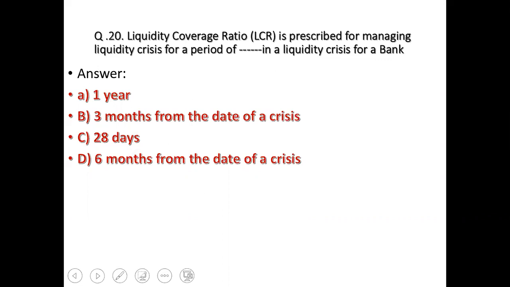Normally 28 days, but sometimes they use the first 30 days. Some books use 28 days. Sometimes the RBI circular also has a slight difference. So you have to be careful, first 28 days or first 30 days.